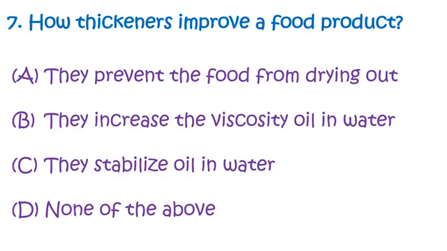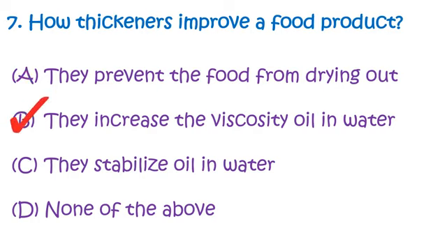Question number 7. How thickeners improve a food product? Option A, they prevent the food from drying out. Option B, they increase the viscosity, oil in water. Option C, they stabilize the emulsion, oil in water. And option D, none of the above. And the correct answer is option B, that they increase the viscosity.